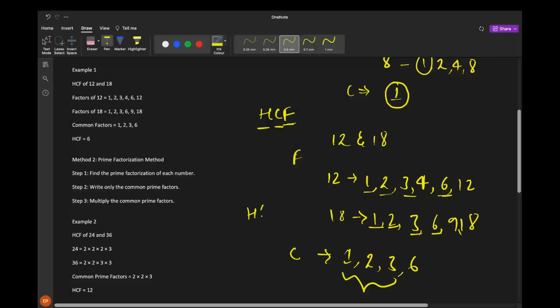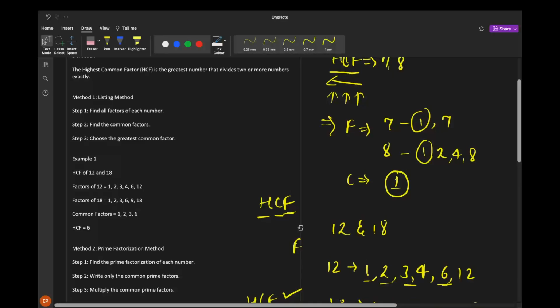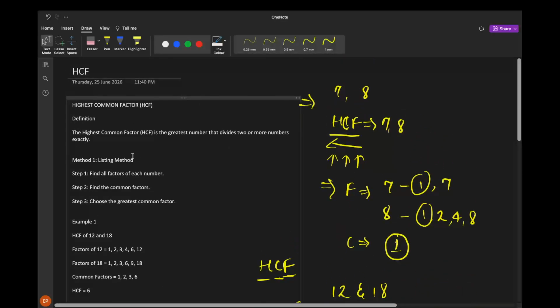So what is HCF? First we found factors, then we listed the common factors. Now we have to find highest one. Which is the highest number in this? 6. So HCF of 12 and 18 is 6. That's it. So to find HCF, we have two methods here I mentioned.